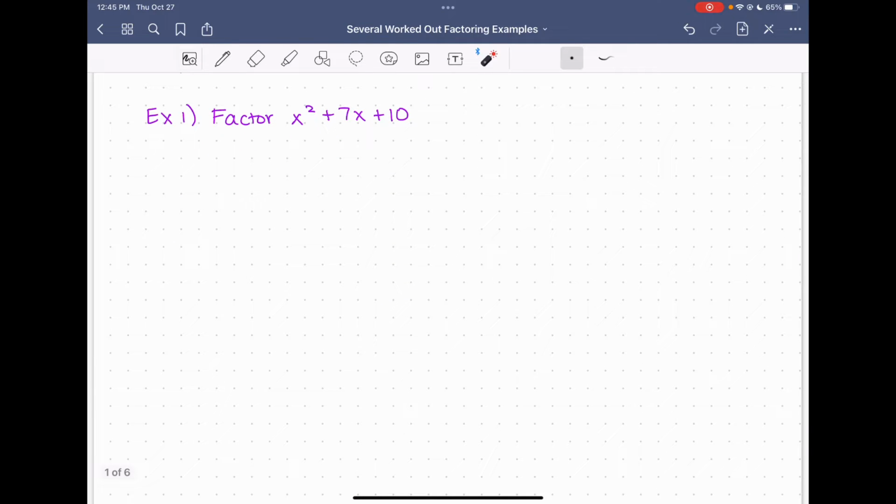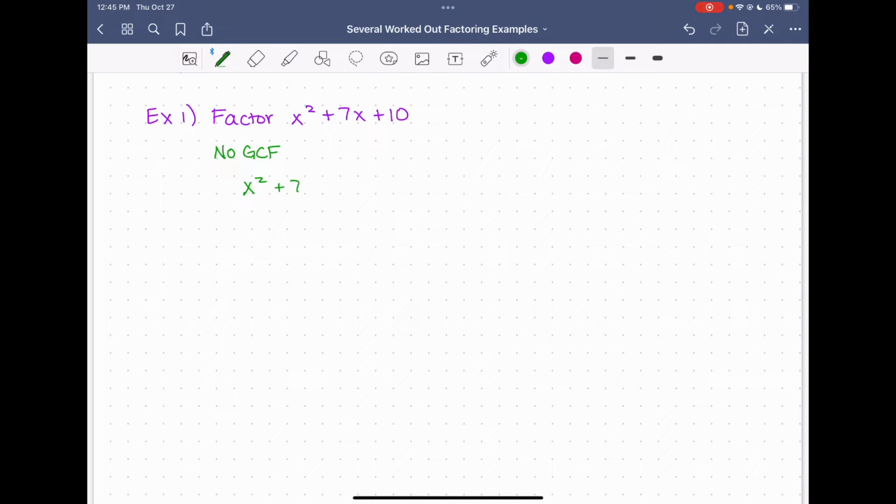So first example right here, factoring. Always look for a greatest common factor. And here we have a coefficient of 1. So a is 1, b is 7, c is 10. Between 1, 7, and 10, the greatest common factor is a 1. And there is no x that's in common. So that means our greatest common factor is a 1. We don't have to factor anything out. So we'll just say no greatest common factor to factor out.